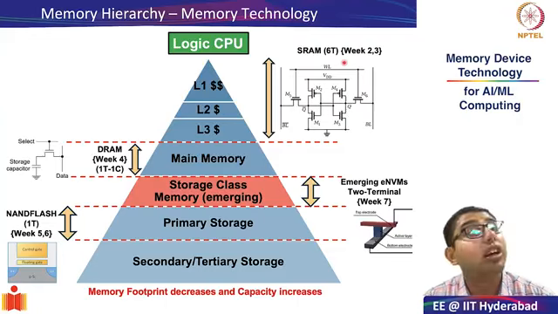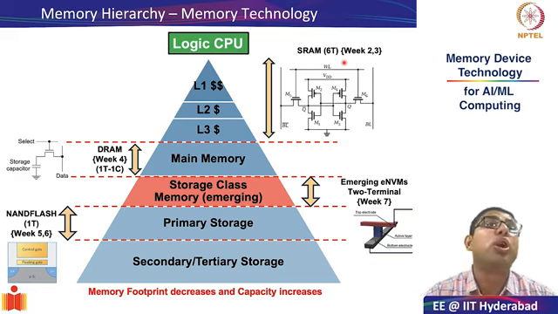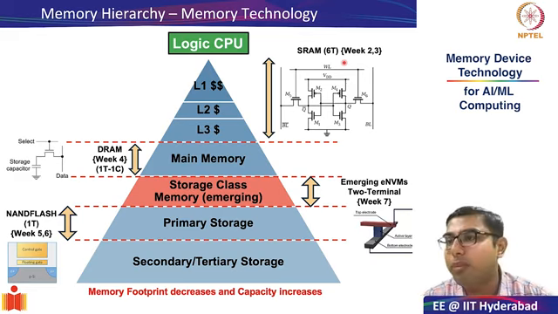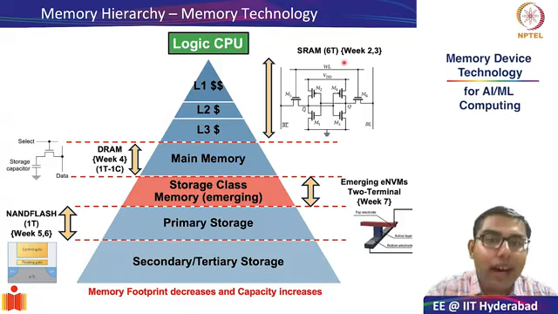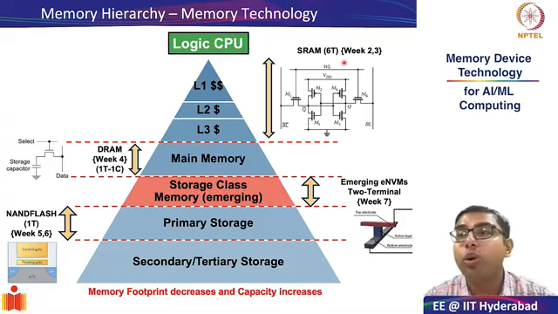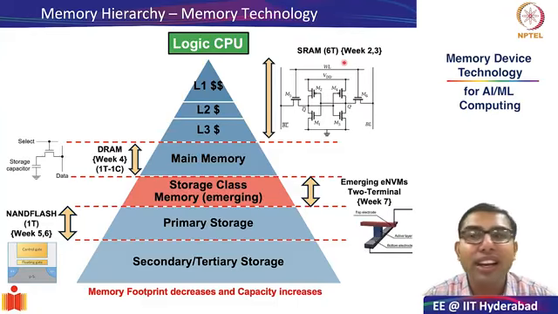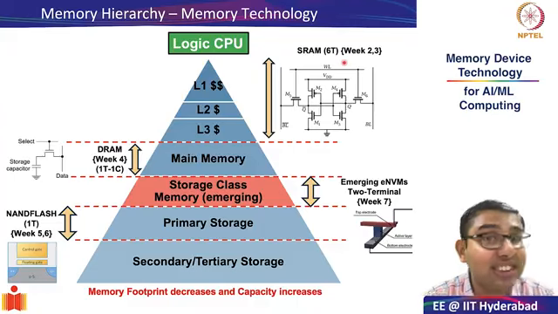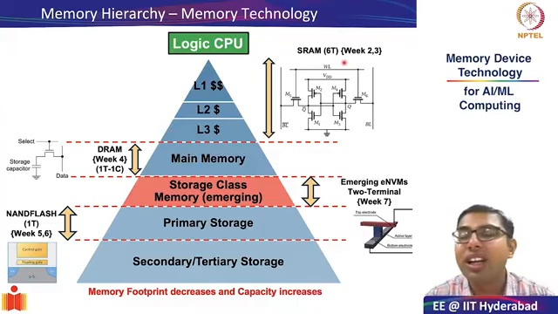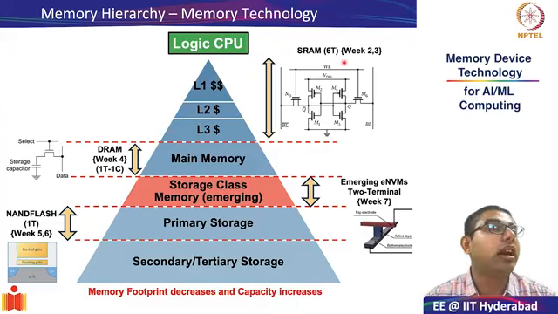NAND flash consisted of 1 transistor. This is established technology. Whereas eNVMs consist of just 2 terminal devices, not even 3 terminals. So what does this mean? As you go down in the memory hierarchy, you are trying to make the cell area smaller and smaller and improve bit density. But as we have been seeing in this course, there are no free lunches. It doesn't come free of cost. The cost is the increased latency.